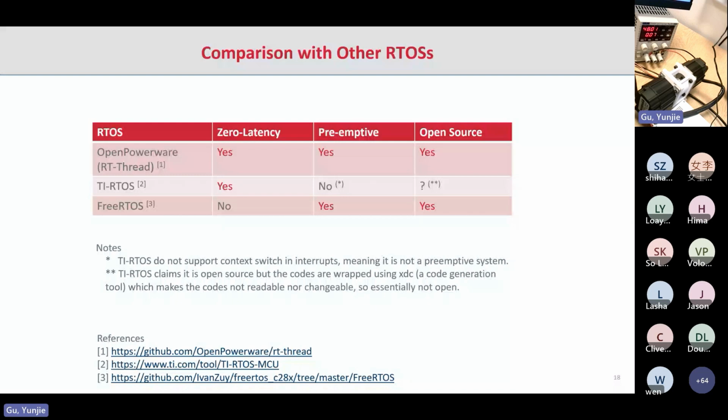And FreeRTOS is pretty good. It supports both preemption and open source, but it does not support the latency. And the OpenPowerware based on RT-Thread is the only existing RTOS we know that supports all three functions. And the code for these three OSes can all be found on the internet.